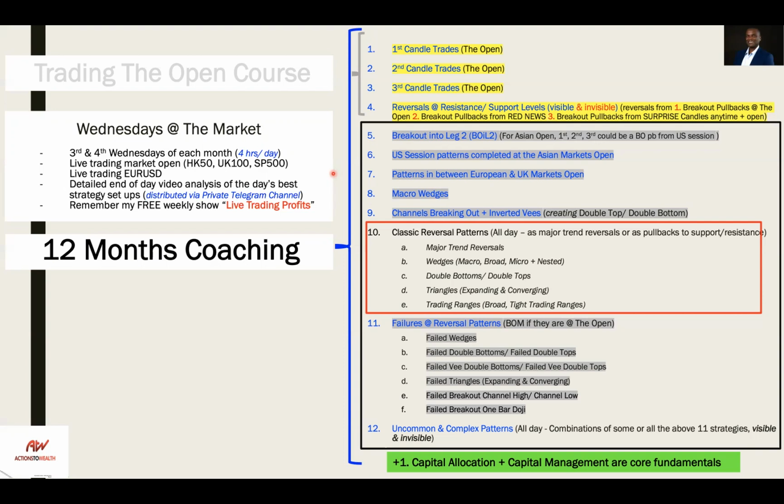At the end of the day, because I know some traders are working or not in their charts continuously like I do, I look at the best strategy setups for the day and prepare my PowerPoint presentation with detailed analysis of them, also indicating stops and take profits. And by the end of the week, I prepare a detailed video analysis of that Wednesday, the third or the fourth Wednesday of the best strategy setups.